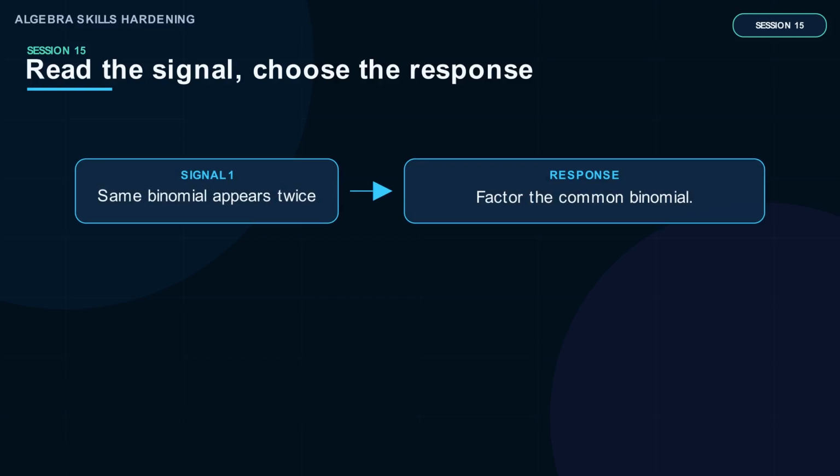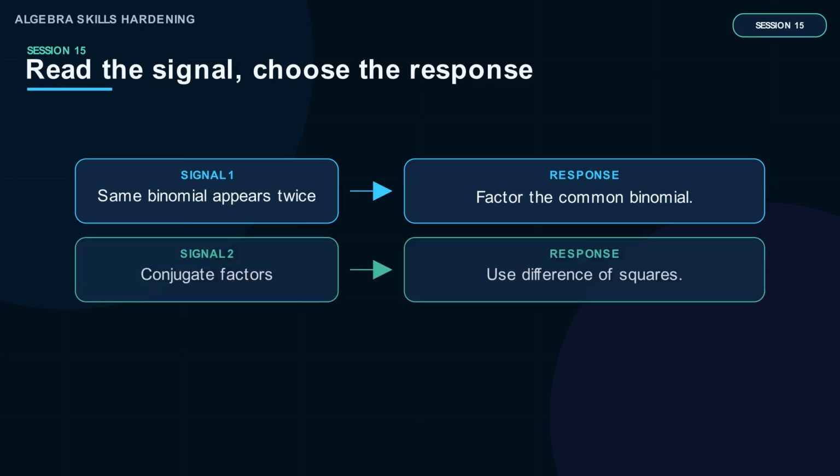Signal 1 is same binomial appears twice. Respond by remembering, factor the common binomial. Name the response before calculating. Signal 2 is conjugate factors. In that case, use difference of squares. The form tells you which tool fits.